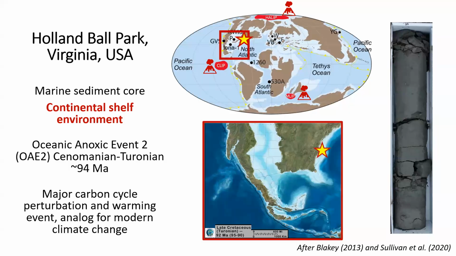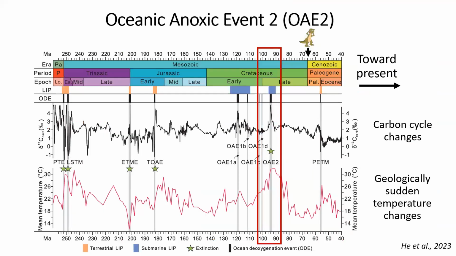And just to place ourselves in time again, same figure going from 250 million years in the top left toward present in the top right. Highlighted 94 million years ago was OAE2, Oceanic anoxic event 2. What's different about this event to the PETM is that we have a positive carbon isotopic excursion, but we still have this increase in global temperature.